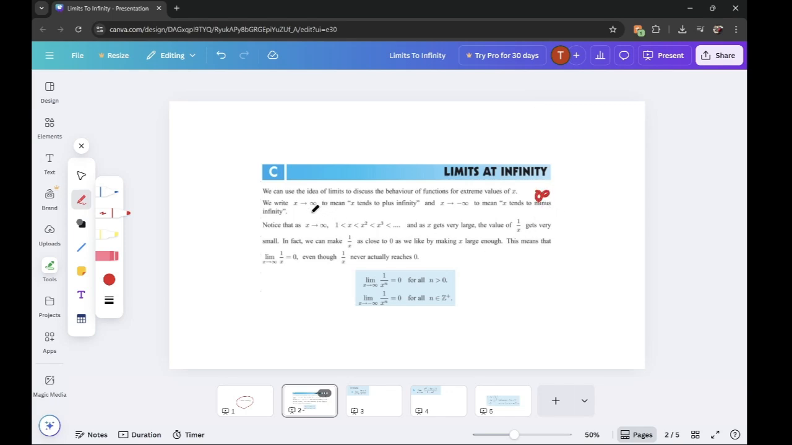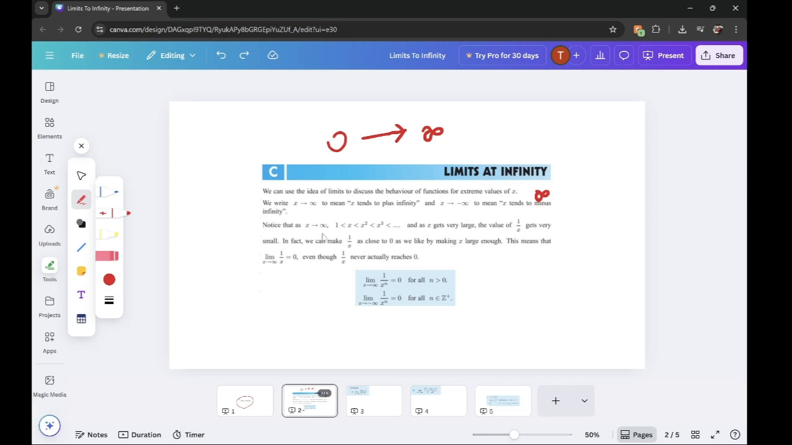So we write x to infinity, meaning x tends to plus infinity, positive infinity. That is what this means basically. If it was negative infinity, then it would be going to negative infinity. But usually it will be to positive infinity. As x goes to negative infinity, x tends to minus infinity.